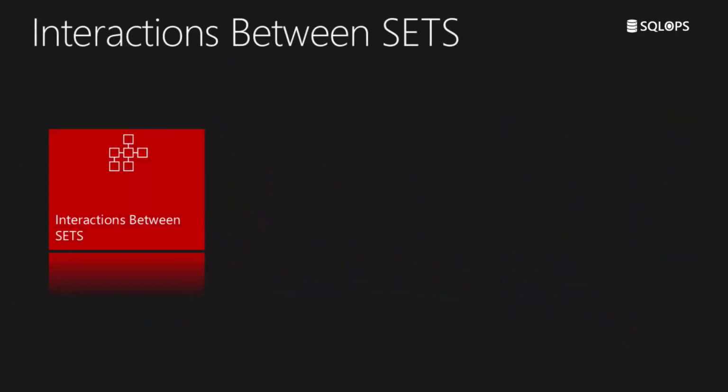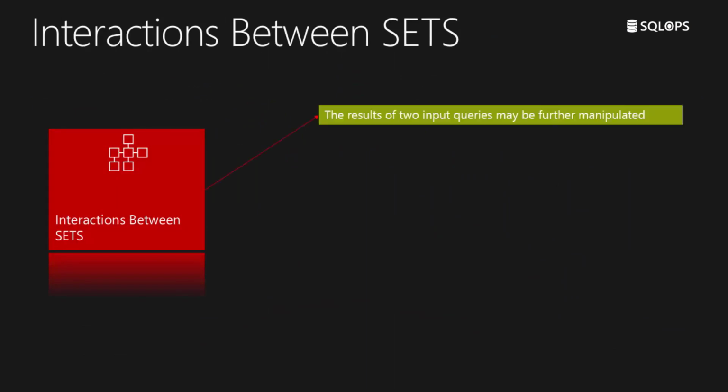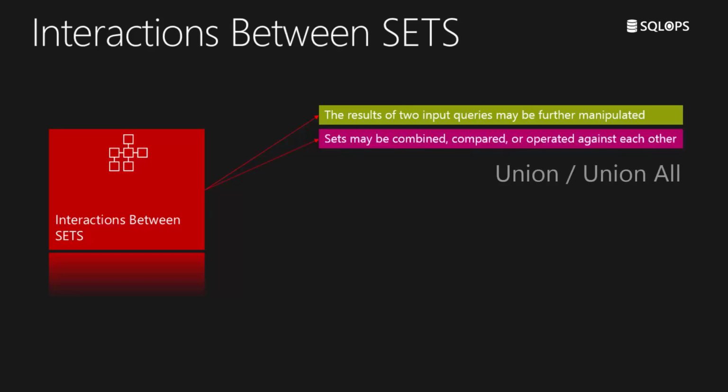SQL Server provides a number of set manipulation techniques using a variety of set operators. Each input set is the result of a query which may include any select statement component you've already learned about, with the exception of an order by clause. And the result of the two input queries can then be further manipulated using any of the set operators. Sets can be combined, compared, or operated against each other using each of these set operators.